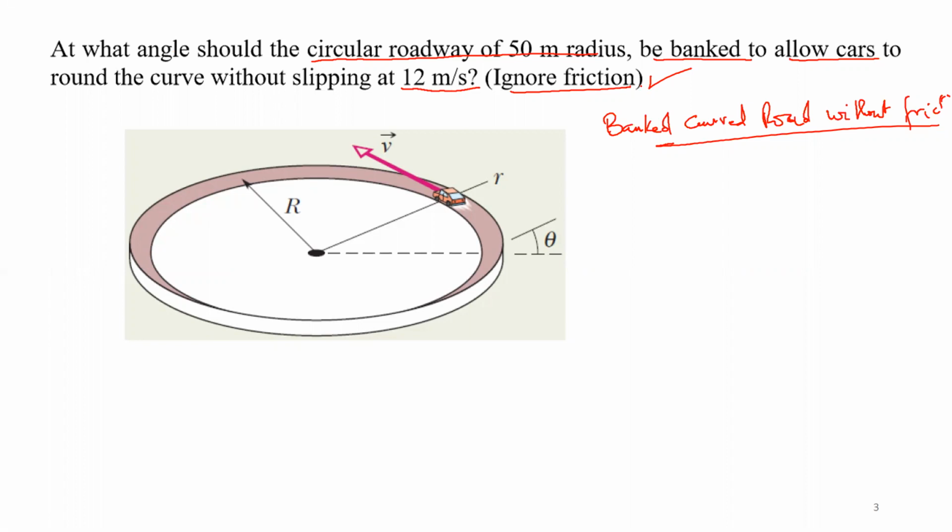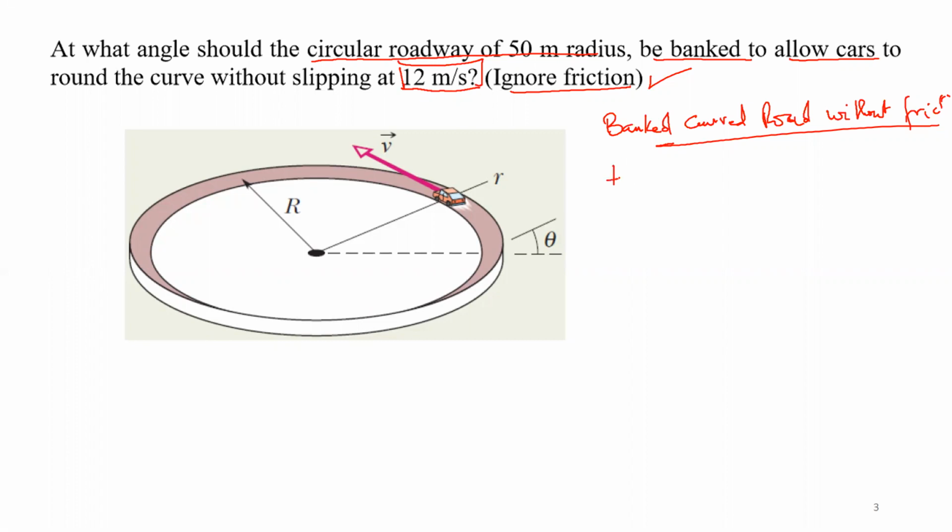Why? Because as a civil engineer, when I design this road, I look at the worst case scenario. The worst case scenario is it's raining, or you have ice, snowing, so the friction is negligible. So even if friction is negligible and at this maximum speed, what should be the angle that will prevent my car from sliding at this maximum speed?